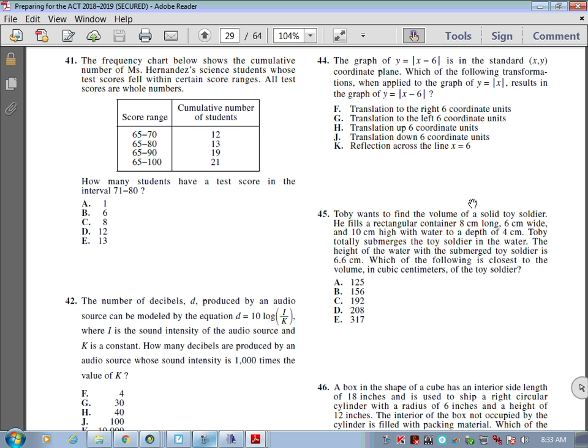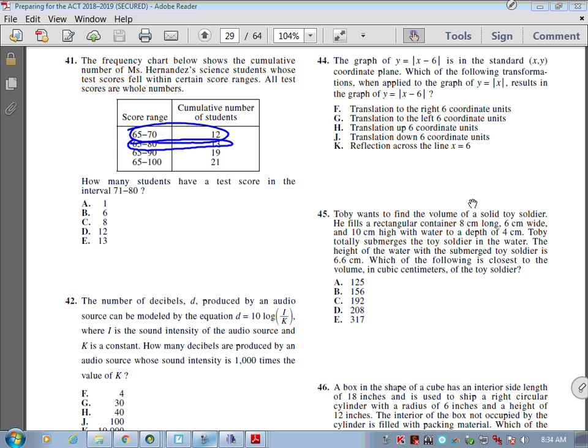That's fine. All right, 41: the frequency chart below shows the cumulative number of Mrs. Hernandez's science students whose test scores fell within a certain score range. All test scores are whole numbers. How many students have a test score in the interval of 71 to 80? Okay, so this is the tricky part: this is 65 to 80. This is 70 to 80, so we're looking at what exists in that particular range, okay?